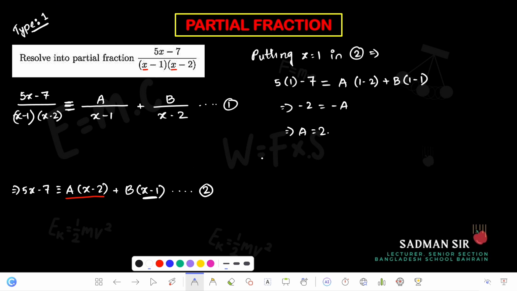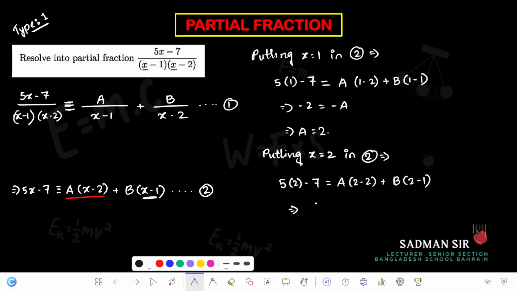Very good. So now we will be putting x equal to 2. See, we are putting x equal to 1, x equal to 2, whatever we want we can put, because we consider this one as an identity. Remember, in 2, what we get, 5 into 2 minus 7, it will be equal to, do not put identity here, please, there is no x here. So a into 2 minus 2 plus b into 2 minus 1.